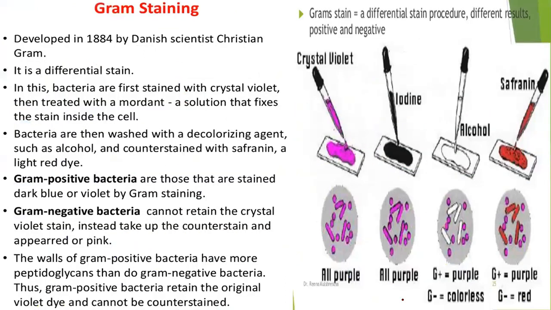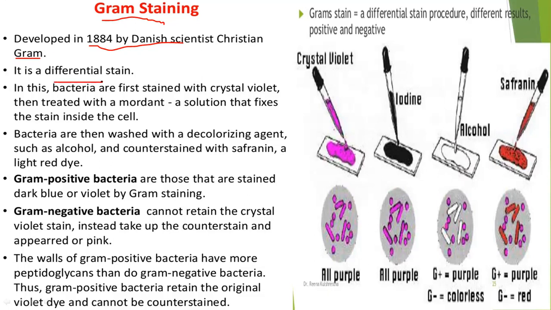Now we will see why we say gram-positive and gram-negative: it is due to gram staining. The staining process led to a technique by which we can distinguish between different varieties of bacteria, which is virulent, which is less virulent, and which is non-virulent. That technique was developed in 1884 by the Danish scientist Christian Gram, and after his name it is called Gram staining.